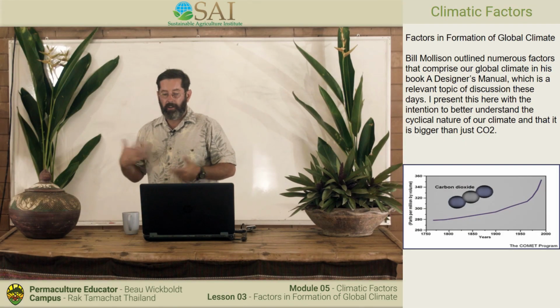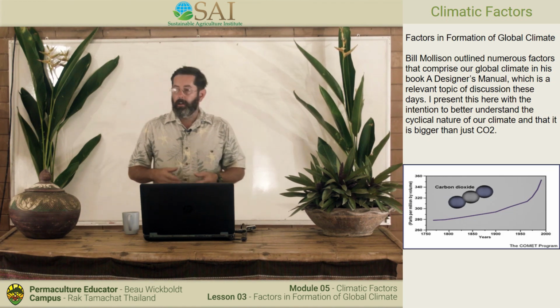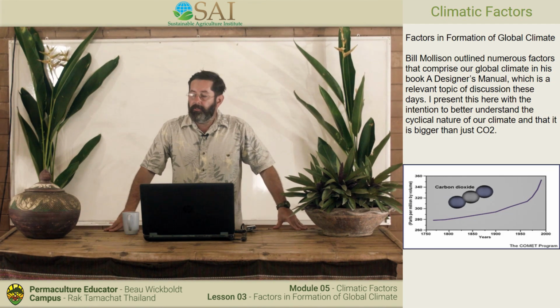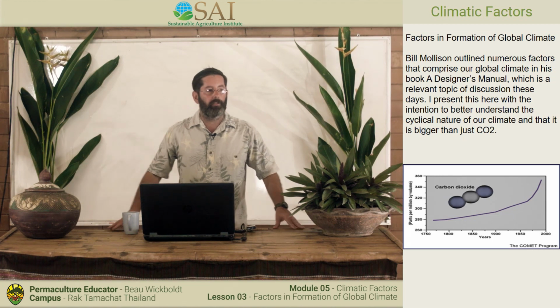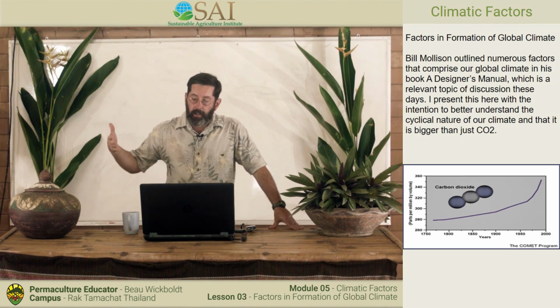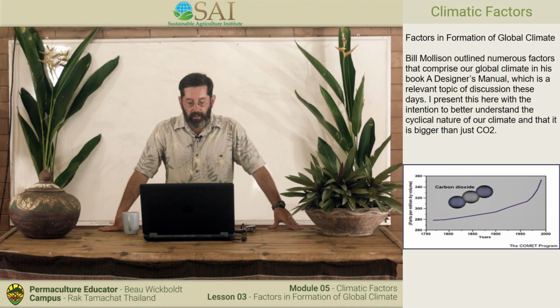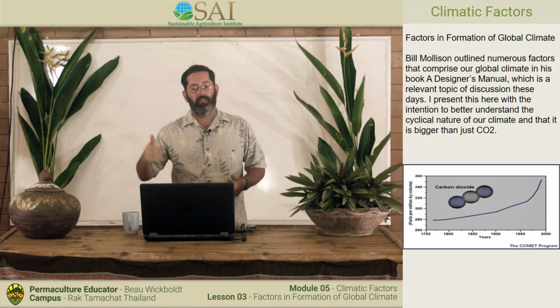So that will give us factors that we can look at in what's called our global climate. Bill Mollison outlined numerous factors that comprise our global climate in the book The Designer's Manual, which is a relevant topic for discussion these days due to global warming. Here we want to give you a better understanding of the cyclical nature of the climate, and it's bigger than just discussing CO2.